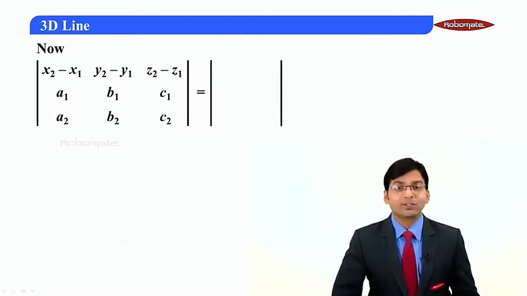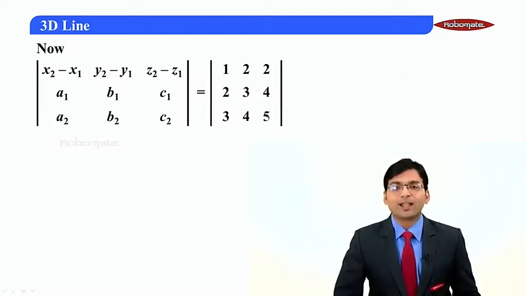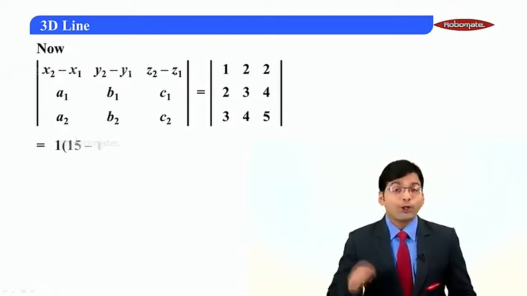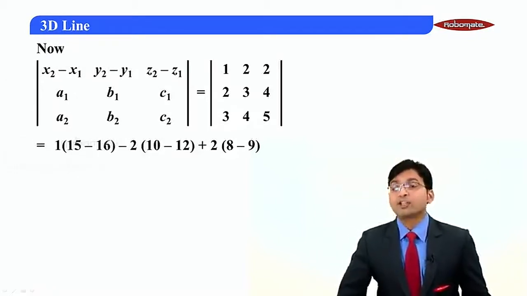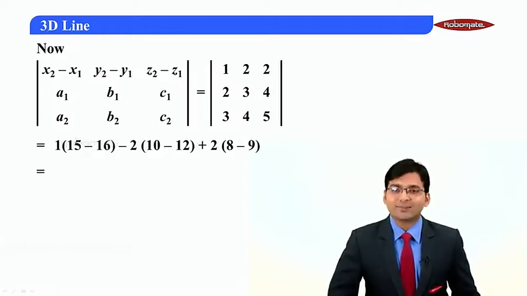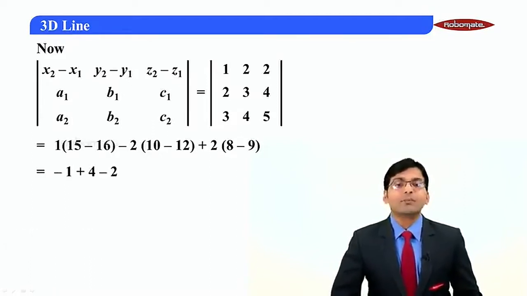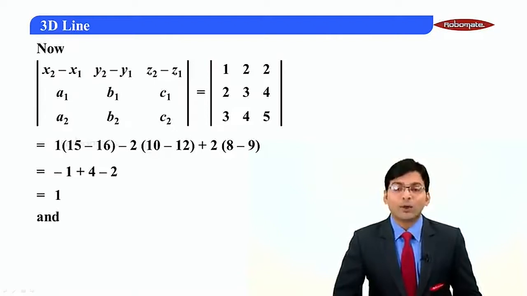And this becomes, for our problem, 1, 2, 2 as the first row, 2, 3, 4 and 3, 4, 5. On simplification, we get 1 into (15 minus 16) minus 2 into (10 minus 12) plus 2 into (8 minus 9). And this becomes minus 1 plus 4 minus 2 and that gives 1. So the numerator is 1.